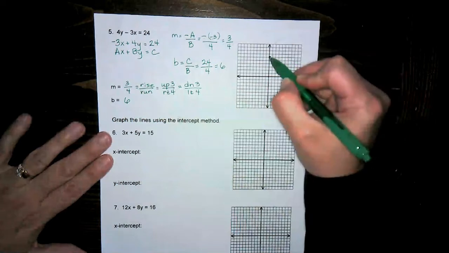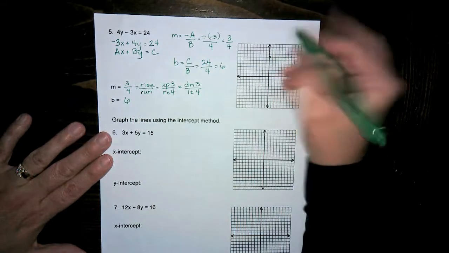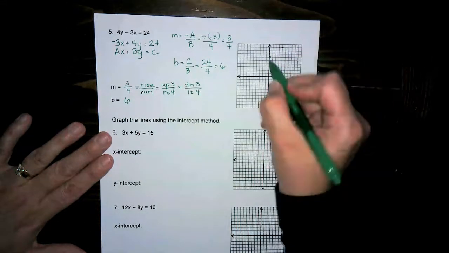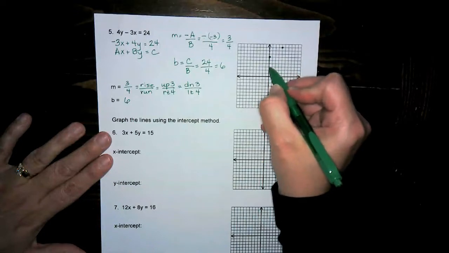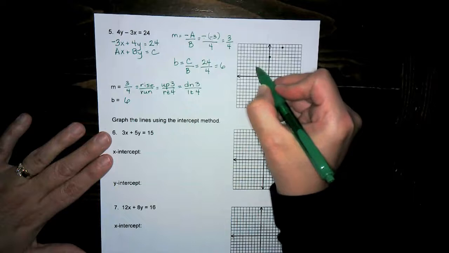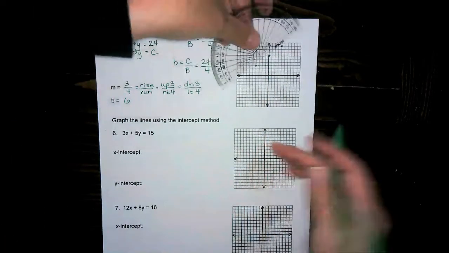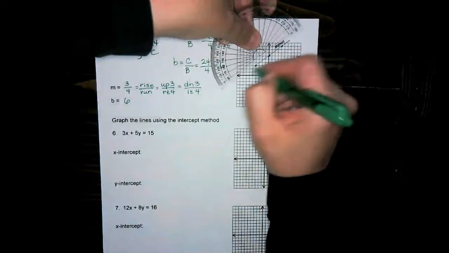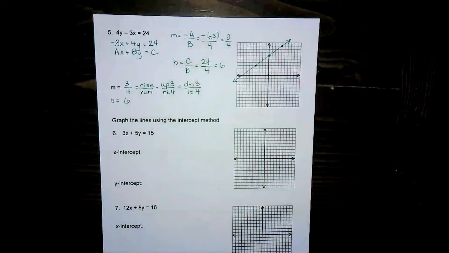So let's see. We'll do the up and right part first. So from here, up 3, 1, 2, 3, right 4, 1, 2, 3, 4. Okay, now let's do the down version because I want you to see it lines up. We'll go down 3, 1, 2, 3, left 4, 1, 2, 3, 4. Okay. And we line those up. And you can see then my line is graphed. Again, use it coming from a different form, coming from the standard form there.